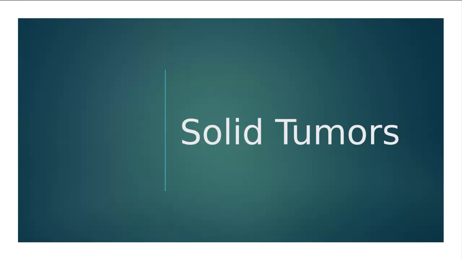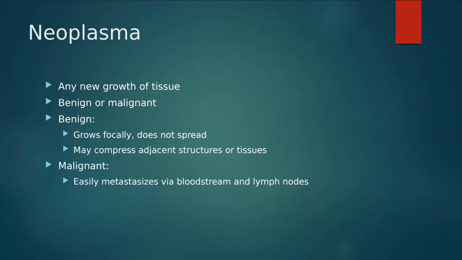All right, moving into our solid tumors. So we've talked about neoplasms and adenomas and kind of these general terms that we can give to some tumors. A neoplasm is kind of similar to an adenoma, kind of like a synonymous term. It's any new growth of tissue that kind of accumulates. So a focal new growth of tissue.